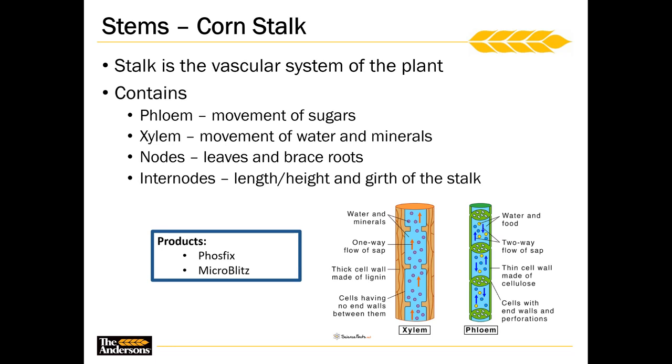The gibberellic acid in Phosphix is going to assist with the stem growth in the crop and its function, cell elongation. What we also have noted here is the xylem and the phloem, and this is going to have a role in our nutrient movement. In the phloem, we have noted the movement of sugars, which is a two-way flow up and down. When we're talking about mobile nutrients, those are going to move through the phloem, whereas the xylem is going to move water and minerals, but that's a one-way track. So that's focusing on our immobile nutrients.